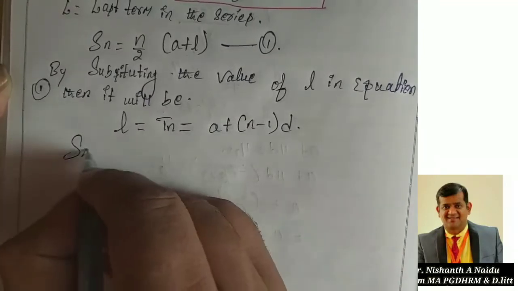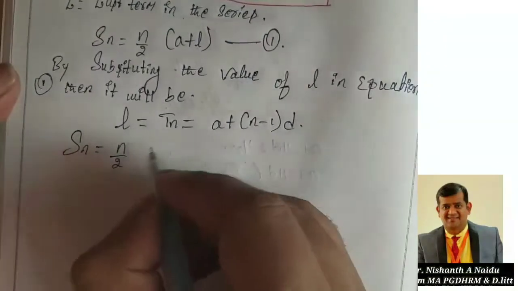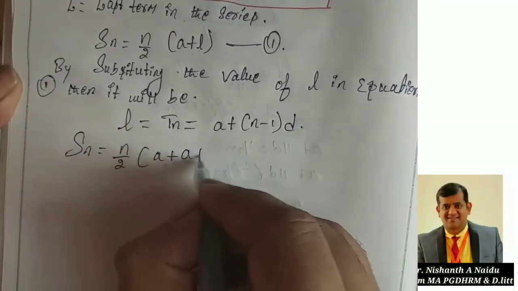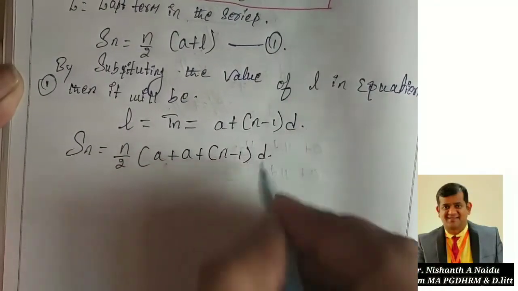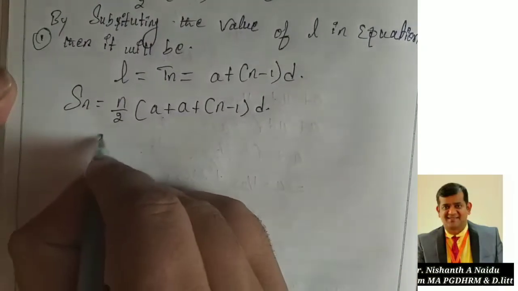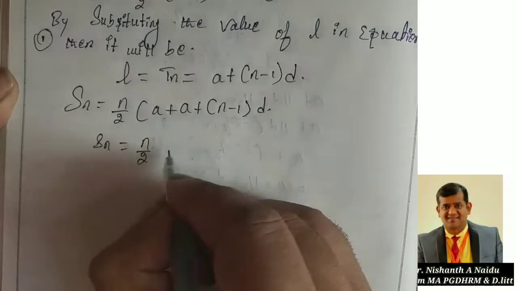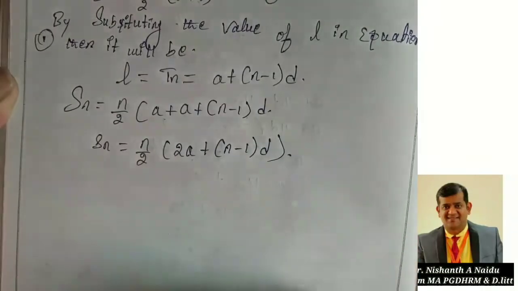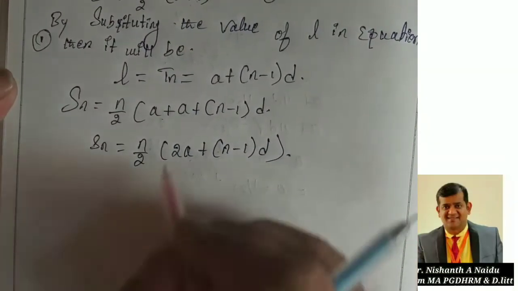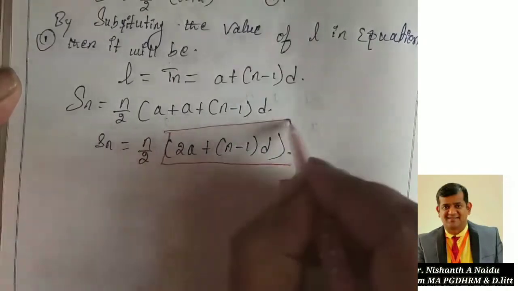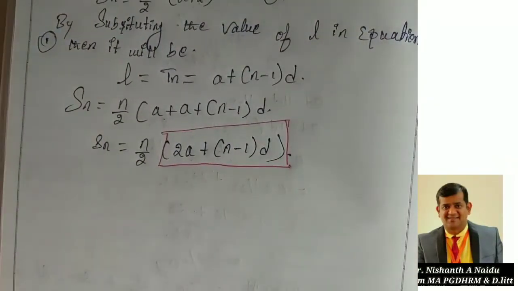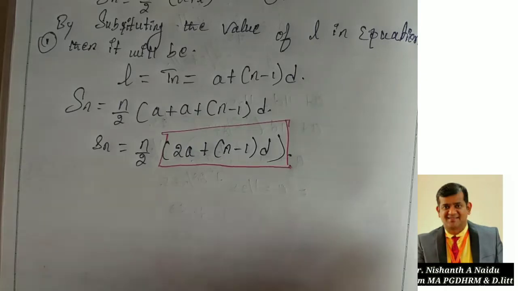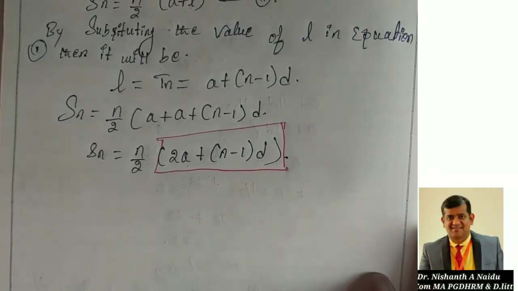So the equation goes like this: Sn equals n divided by 2 into a plus a plus n minus 1 into d. So then we will have Sn equals n divided by 2 into 2a plus n minus 1 into d. So this is how we get the equation after simplifying it. But unless we apply it to problems, you might not get clarity. So let us apply it to a problem.